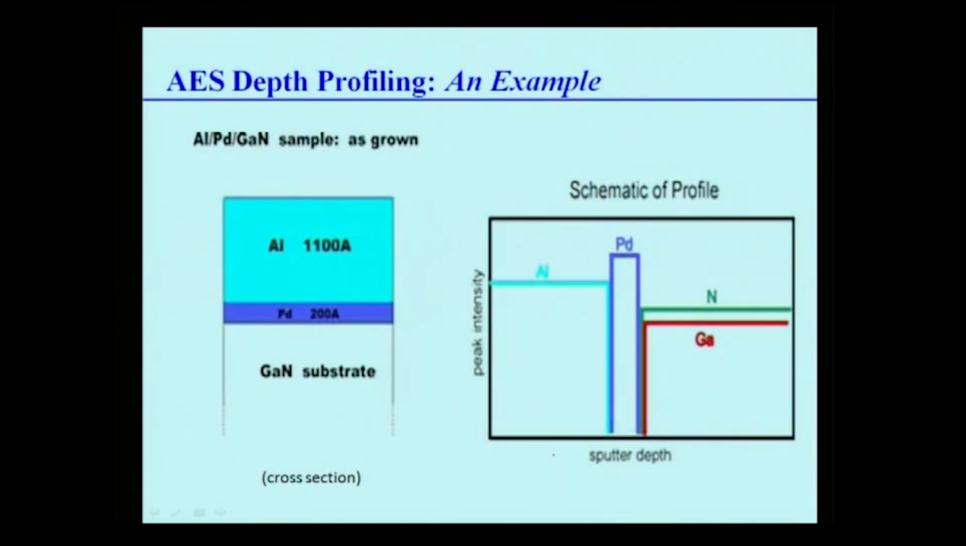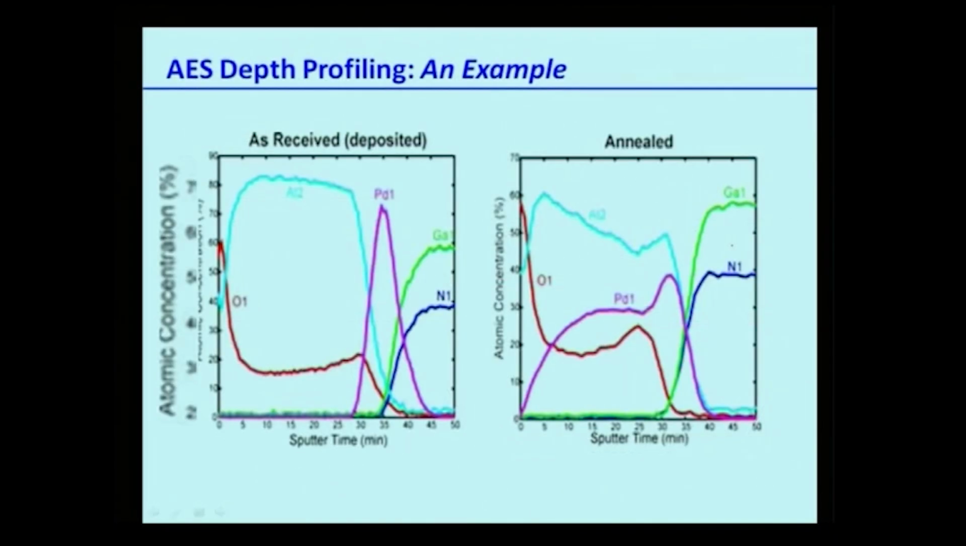Another example, this is a gallium nitride substrate with a Pd interlayer, and there is an aluminum layer. This is a 200 Angstrom Pd layer and 1100 Angstrom aluminum layer. This is basically a multi-layer as grown. Now one can actually do this schematic profile and then profile. This is the aluminum depth, Pd depth, and gallium nitride. You can see the quality of data one can get, very good quality data one can get using this.